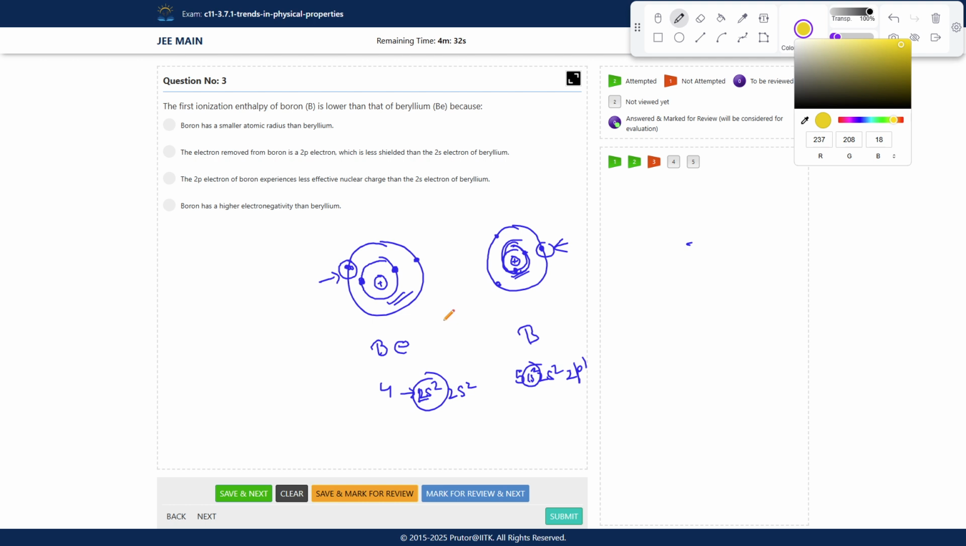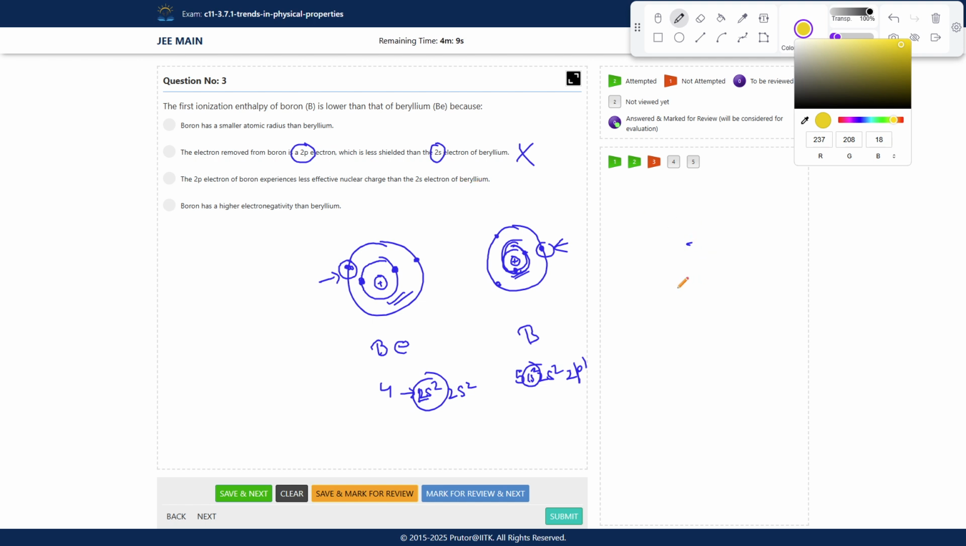Now, since the part which is shielding is the same, the shielding experienced by both of them will also be the same. So you can't say that 2s is less shielded than 2p or 2p is less shielded than 2s. That would be incorrect. Now the question comes, what will be your answer?